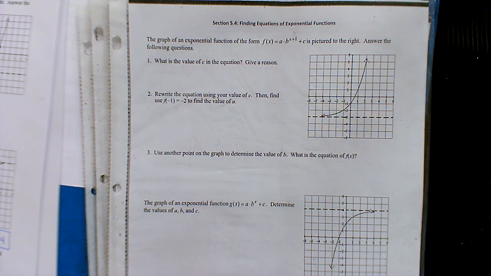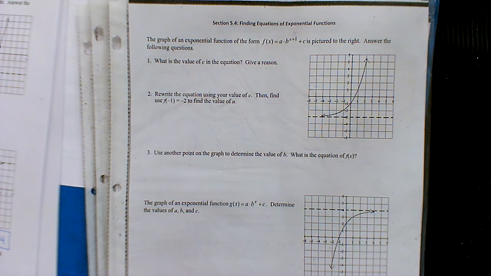Do we realize that what we've been doing so far has been kind of vague and generic? We've been saying A is either positive or negative, or B is either greater than 1 or between 0 and 1. You realize those are descriptions? Those aren't actual values. Today we're actually going to find the values of those numbers, depending on the graph that we have.